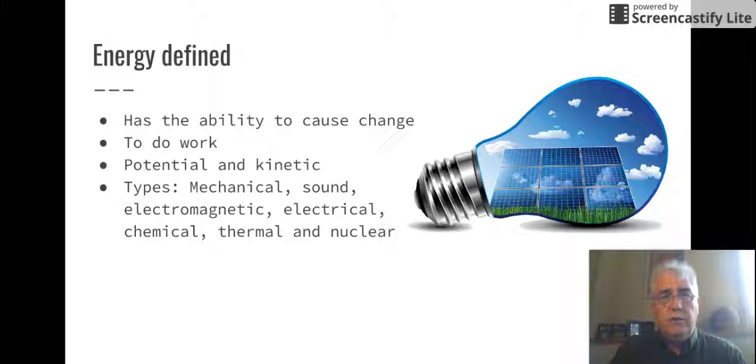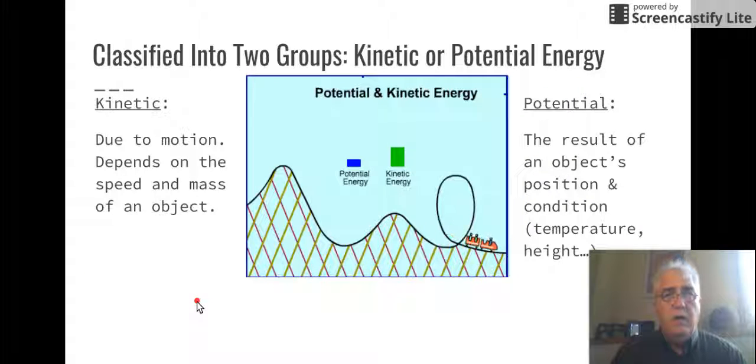We have potential and kinetic energy, which will be the next slide, and then we have several types of energy. And it's important to keep in mind when you look at this and you hear what I'm saying, that all of these forms of energy aren't created or made. They're just converted from another form of energy. So energy isn't created or destroyed, it's just changed. So let's take a look at what we've got.